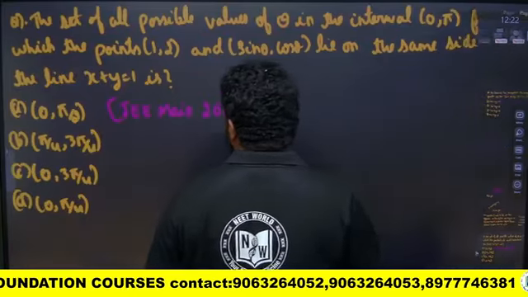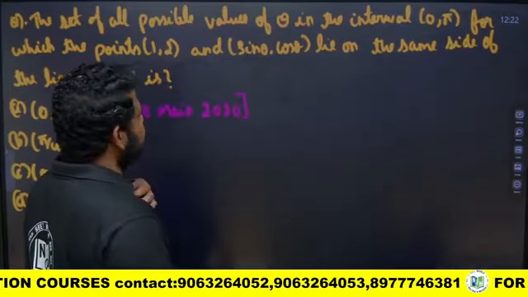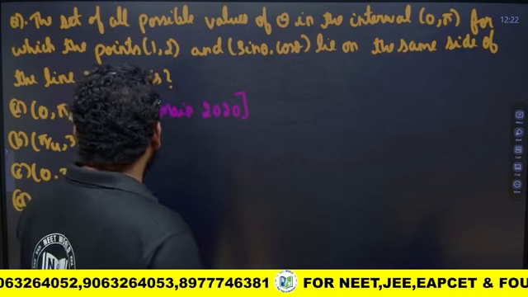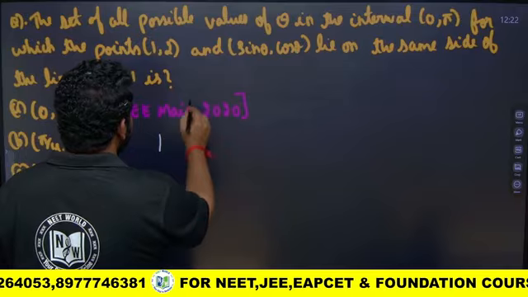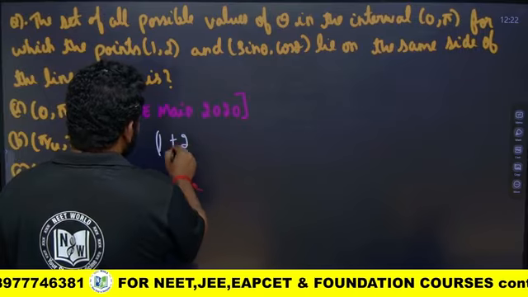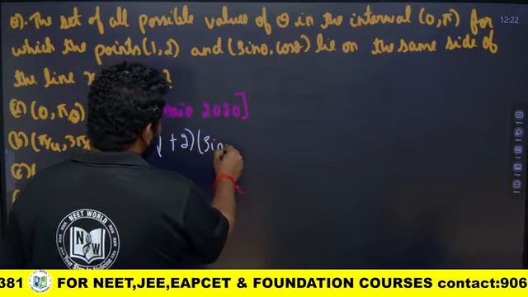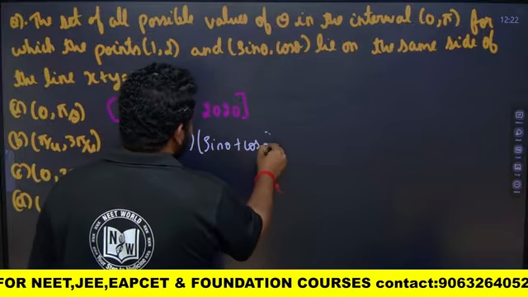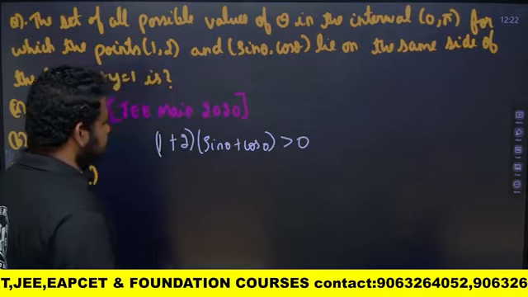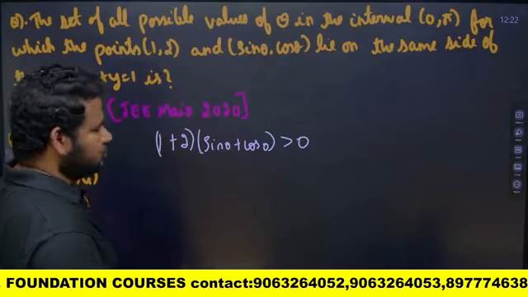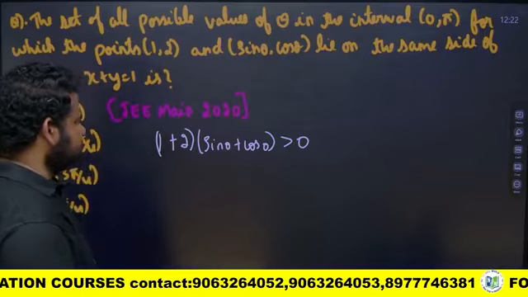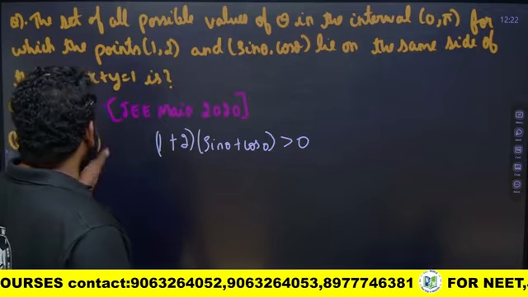Here they have given the set of all possible values of theta in the interval 0 to pi, for which the points (1, 2) and (sin theta, cos theta) lie on the same side of the line x plus y is equal to 1. Same side of the line means I have to put the values in x plus y minus 1 and check that the product is greater than 0. So you have to satisfy this line.